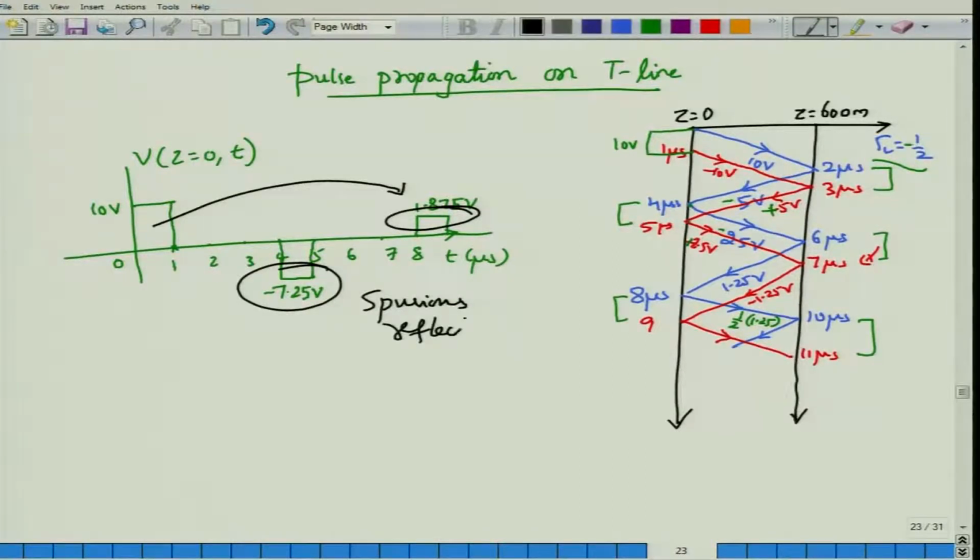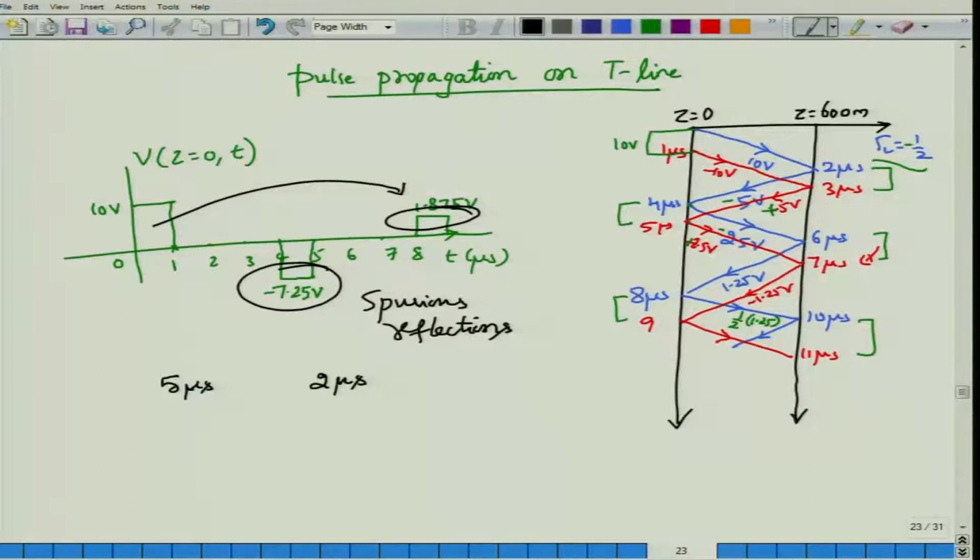Let us consider the opposite scenario, where the propagation time is much smaller compared to the pulse width itself. For that, we will consider all the parameters to be the same, except that the pulse will be 5 microsecond wide. The propagation delay is 2 microsecond for this circuit, whereas the pulse itself is 5 microsecond.